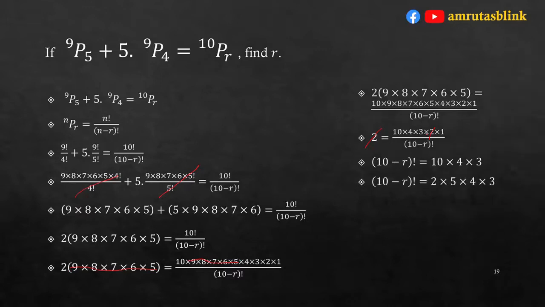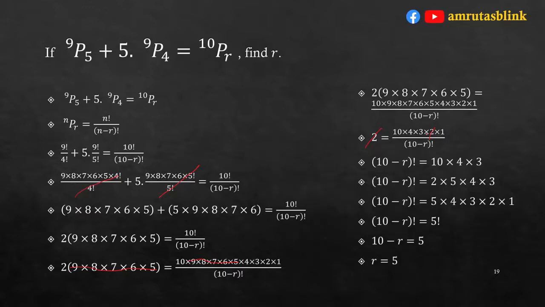Now if I split this 10 as 2 into 5 and rearrange as 2 into 5 into 4 into 3, I can write it as 5 into 4 into 3 into 2 into 1. So I can rewrite it as (10-r) factorial is nothing but 5 factorial. Hence 10-r is equal to 5, and hence r is equal to 5. Here this step is very important, as you need to rewrite and then you can find out what is 10-r.